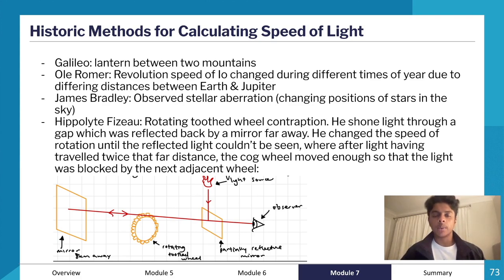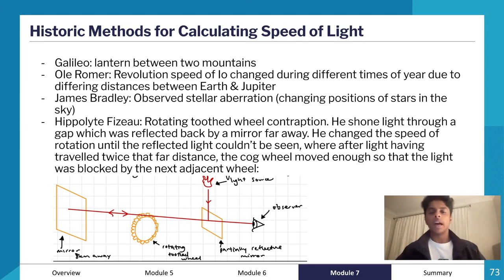And by doing that, he was able to calculate the speed of light. He said it was around 2.1 times 10 to the power of 8 meters per second. So he used differing revolutionary speeds of Jupiter's moon Io. And his one was a lot more accurate than Galileo.